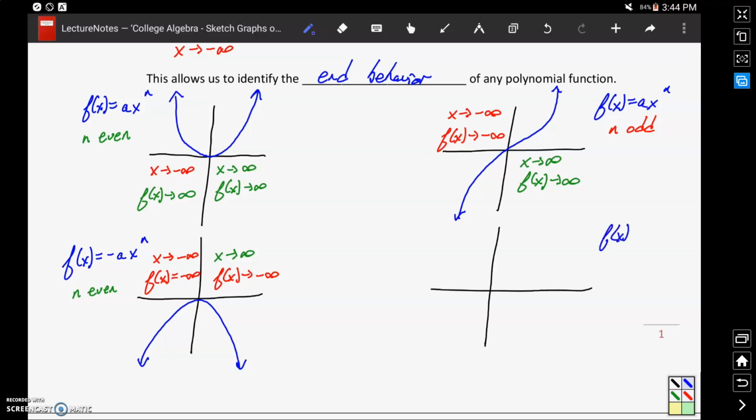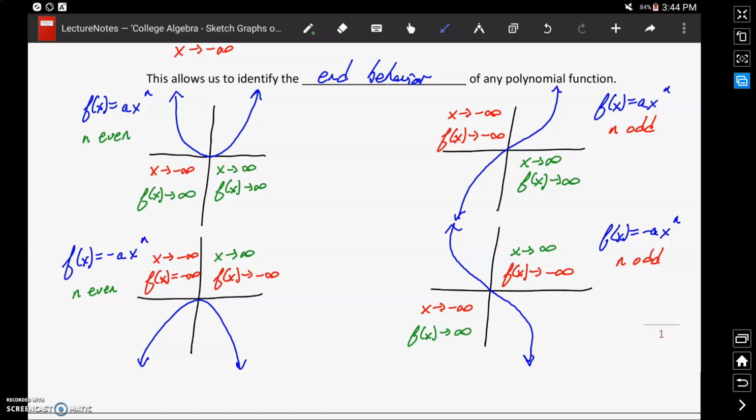In our last case, where we have a negative coefficient times x to the nth power, and n is odd, we still have a graph that's headed in opposite directions at each end, but again, reflected, so that as x approaches positive infinity, f of x is going to be approaching negative infinity. And as x approaches negative infinity, our function value will be approaching positive infinity.